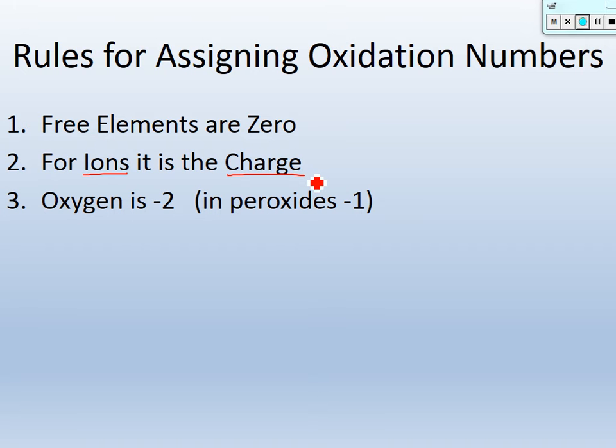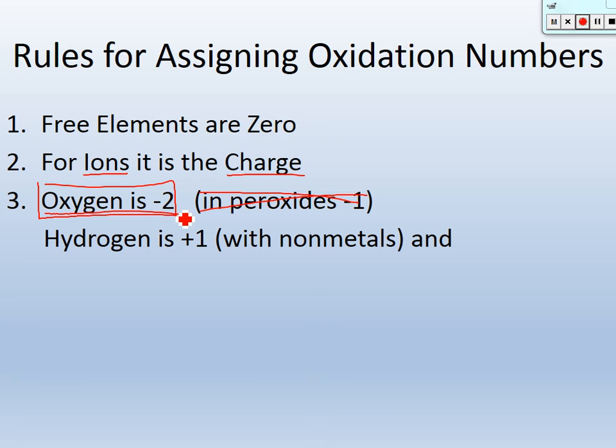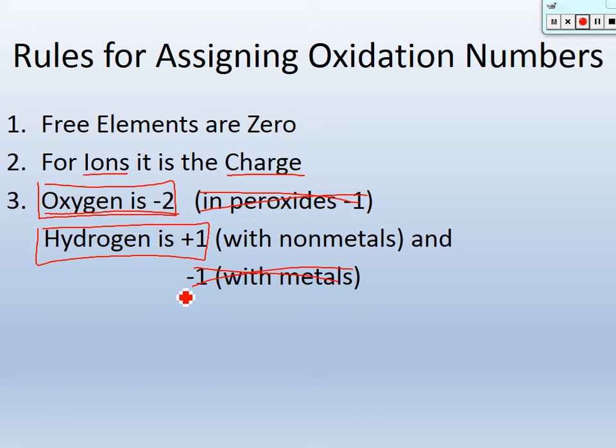Rule number 3 is very important. Oxygen is always going to have a -2 oxidation number. I'm not going to ask you about peroxides, so there is an exception if it's in a peroxide, but I'm not going to ask that. Let's just always assume for this chapter that oxygen's a -2. Hydrogen is always going to have a +1 for its oxidation number. And now there are exceptions with hydrogen as well when it's bound with a metal, but I'm never going to ask you a question like that. So oxygen's -2, hydrogen is +1.